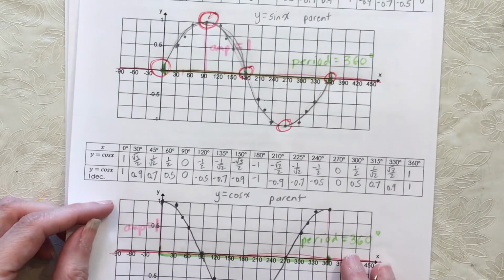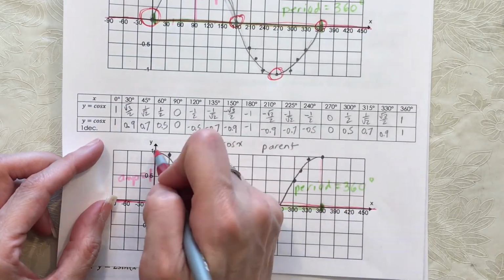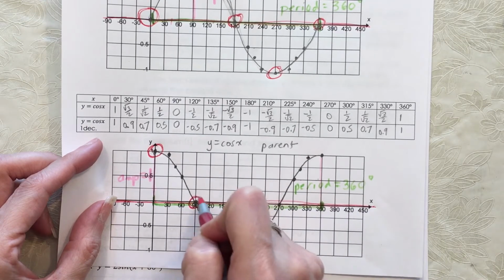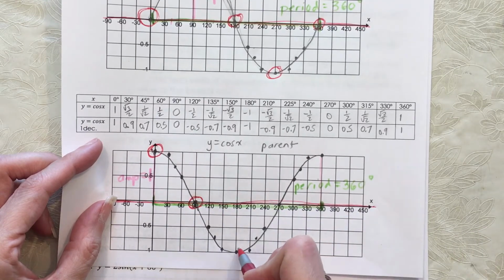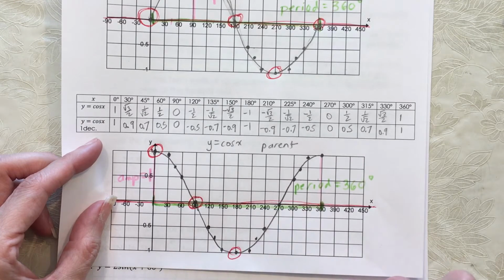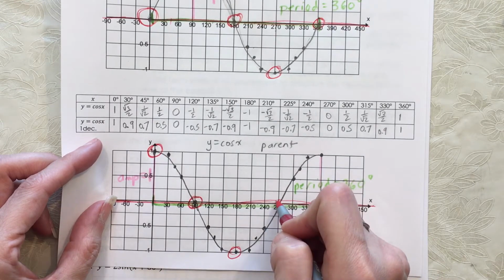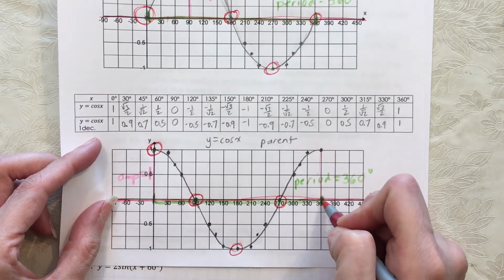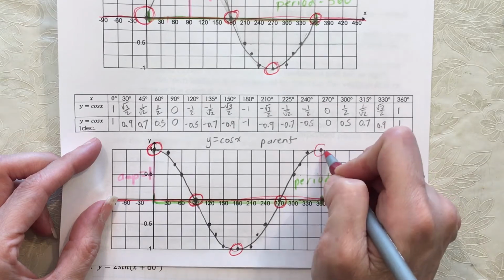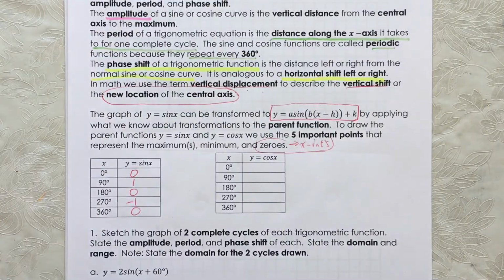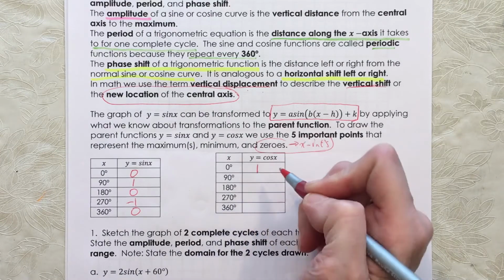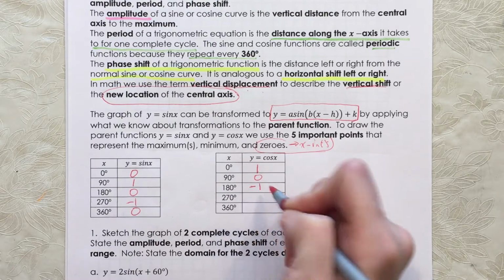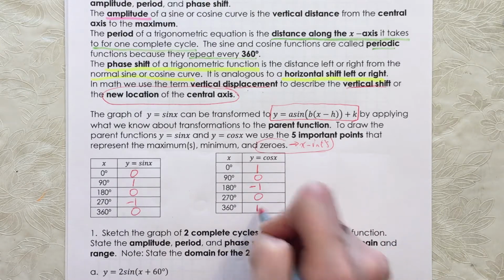For cos, these are going to be our 5 important points. So where we start at 0, 1, first x-intercept at 90, 0, our minimum at 180, -1, back to the x-axis at 270 and 0, and then back to our maximum at 360 and 1. So 0, 1, 90, 0, 180, -1, 270, 0, and 360, 1.